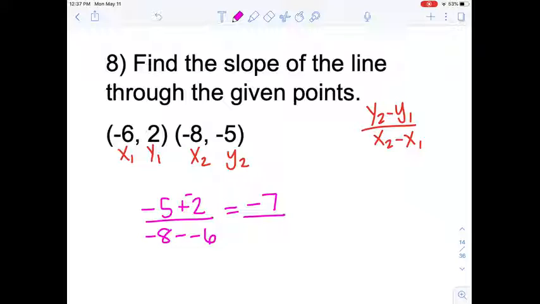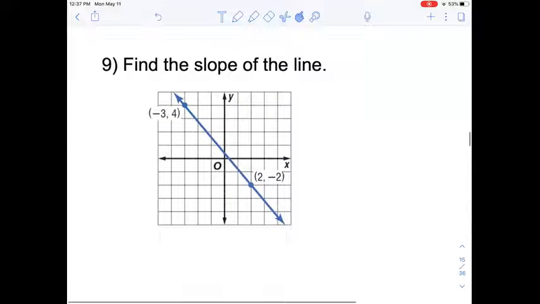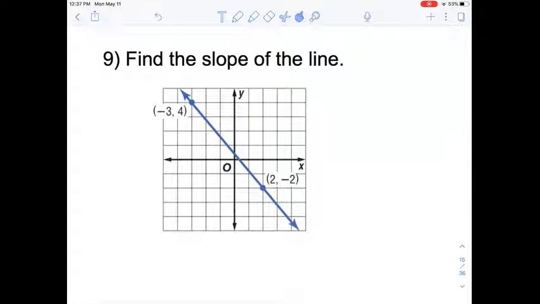So negative 5 minus 2, we can add up, and that gives us negative 7 over negative 8 minus negative 6. We can change that to a plus because we're adding up, and we get negative 2. So now we have negative 7 over negative 2. Well, a negative over a negative is a positive, so this just turns into 7 over 2. We can leave it as an improper fraction, and there's our slope. The rise is 7, the run is 2.